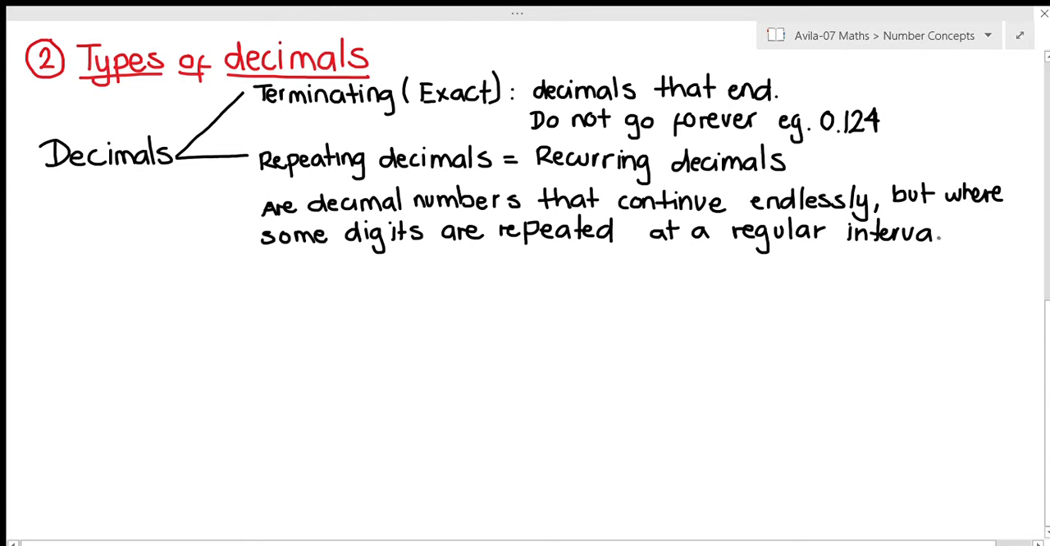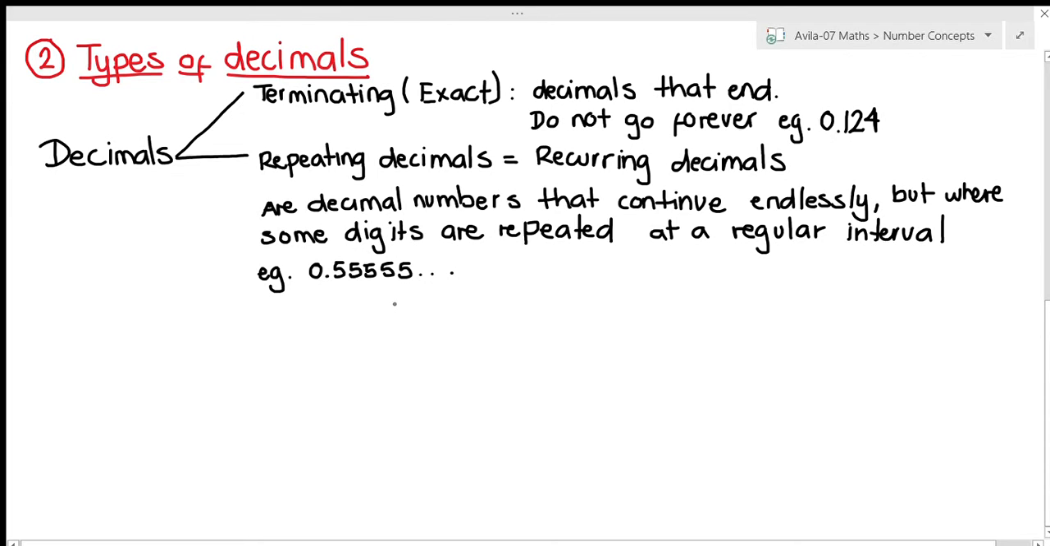An example of these types of decimals is, for example, if I write 0.55555, and that it goes like that forever. Okay, those ones are called repeating decimals.